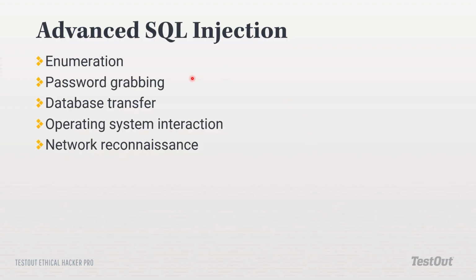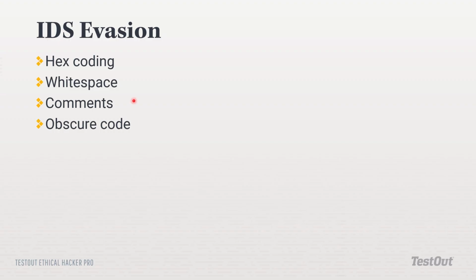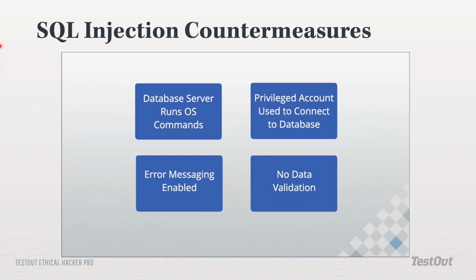Now, there are some advanced SQL injections that are there: enumeration, password grabbing, database transfer, operating systems interaction, and network reconnaissance is another one that is there. There is also an intrusion detection evasion. So hex coding, white space, comments, and obscure code is one of the ways that we can evade intrusion detection systems or IDSs. The most effective defenses are parameterized queries, input validation, least privileged database accounts, and regular testing. That's a huge one. So these are talking about our countermeasures.